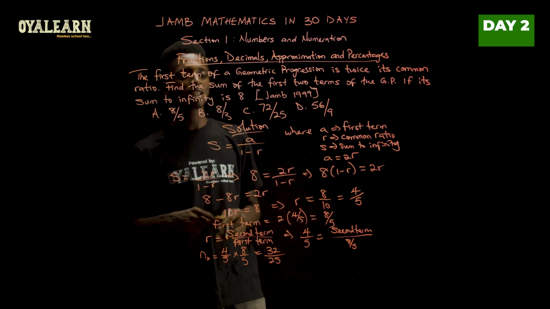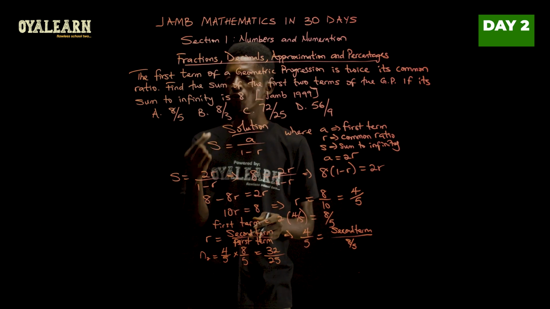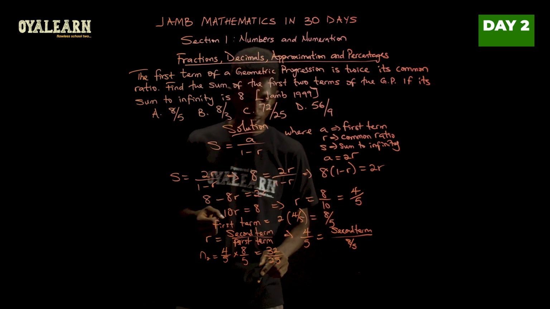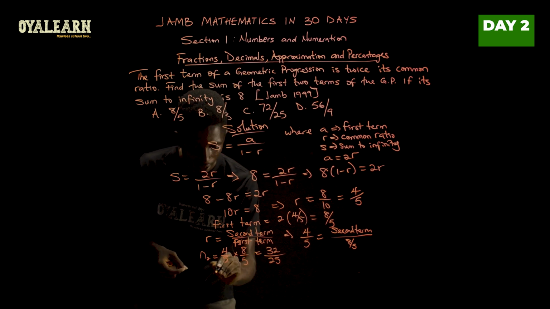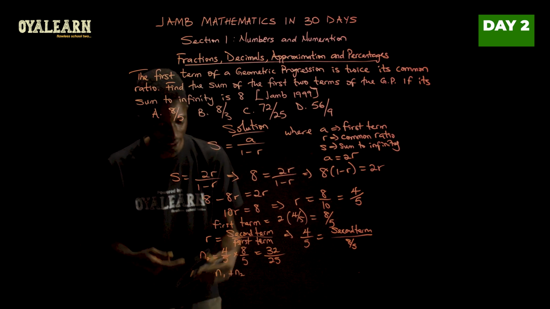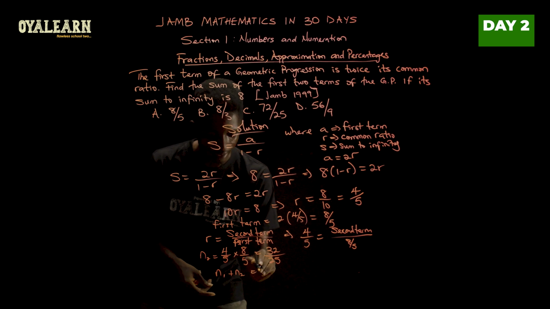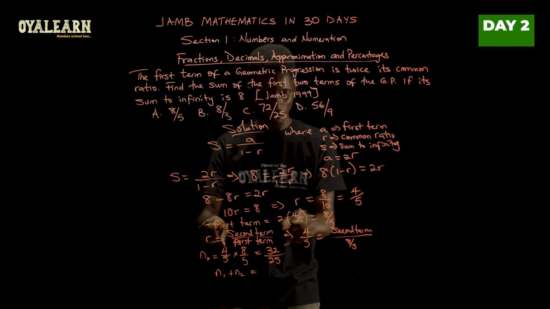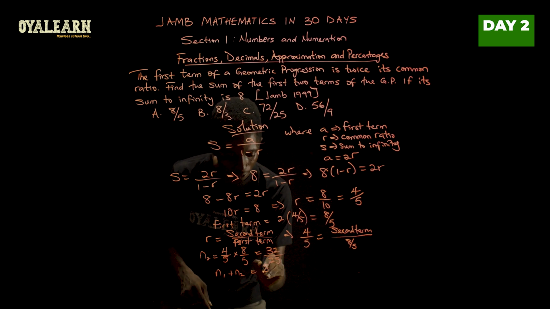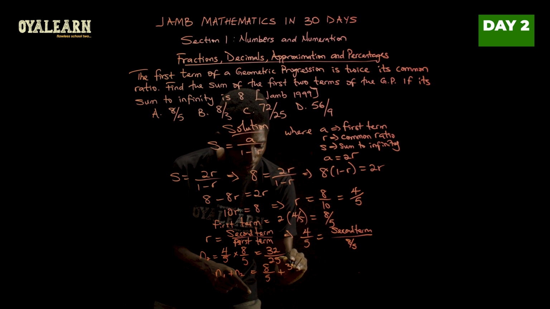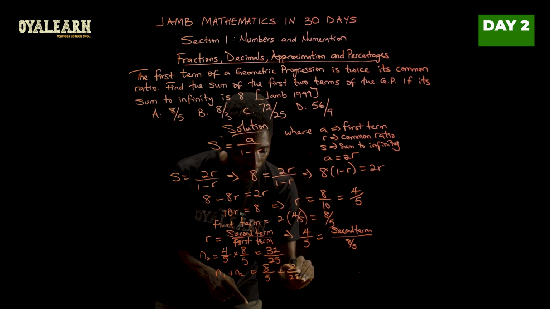But the question says we should find the sum of the first two terms. That is, find the sum of the first two terms. Therefore, the answer would then be N1 plus N2, or we say A plus N2. And that will give us, now the first term, we got that as 8 over 5 plus the second term, which is 32 over 25.